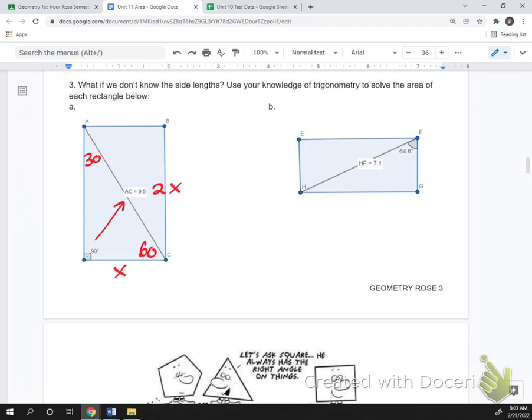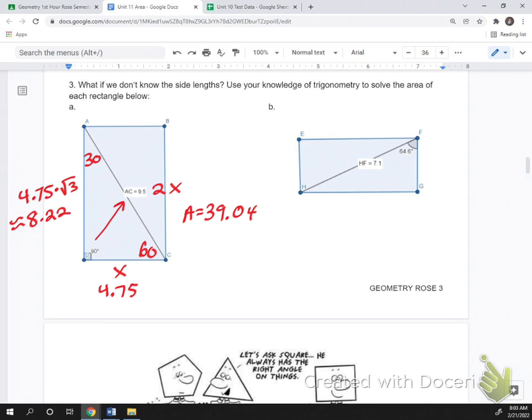So to find the shortest leg, I just took half of 9.5 and got 4.75. From there, I just used the 30, 60, 90 relationship. The side across from 60 is the shortest leg times root 3. If you did that in your calculator, I got about 8.22. Then once I had both sides, we multiply them together to get the area. I got the area for this one was about 39.04. Did you guys get that?